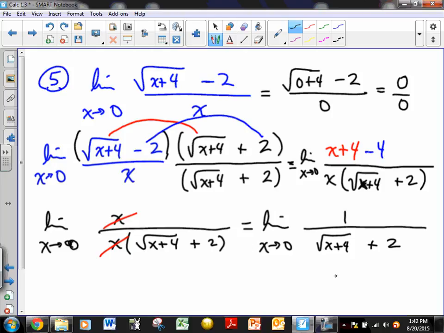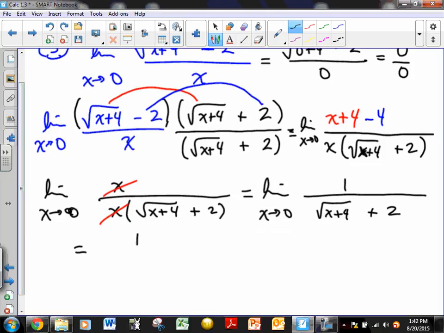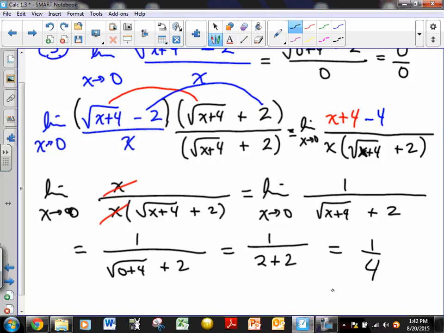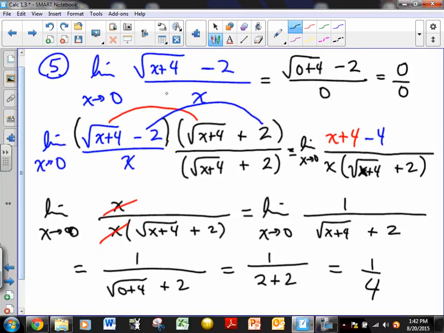Now I can do my direct substitution. Now if I plug in 0, I don't need to keep writing the limit because I'm substituting. I'll have 1 over square root of 0 plus 4, and then plus 2. Well, square root of 0 plus 4 is 4, square root of 4 is 2. So this is 1 over 2 plus 2, or 1/4 is our limit there. Rationalizing or factoring. Those are the quickest, easiest ways to figure out how to take care of that indeterminate form.